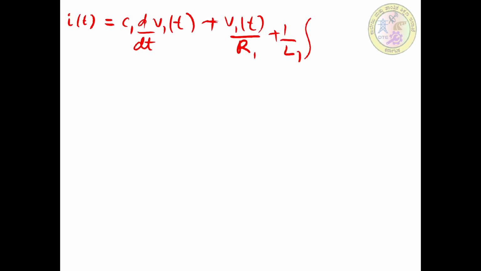For the first equation we have I of t is equal to C1 d by dt of V1 of t plus V1 of t by R1 plus 1 by L1 integral of V1 of t minus V2 of t into dt. Call this the seventh equation.